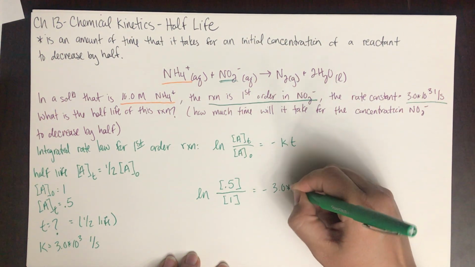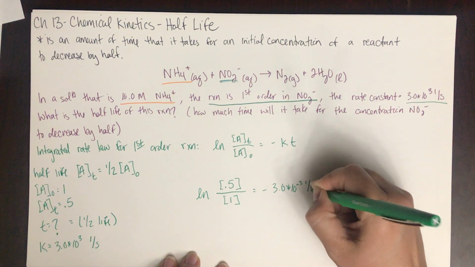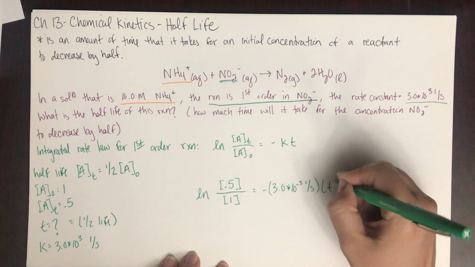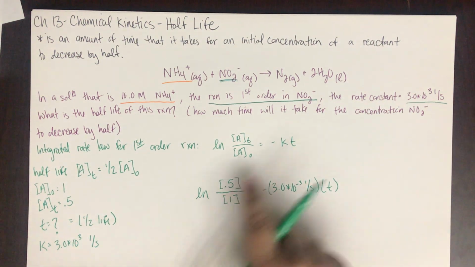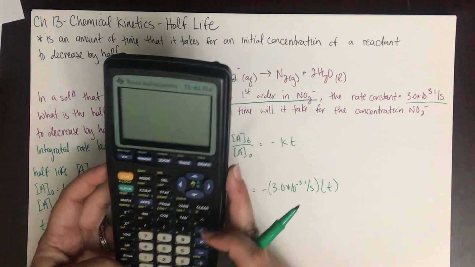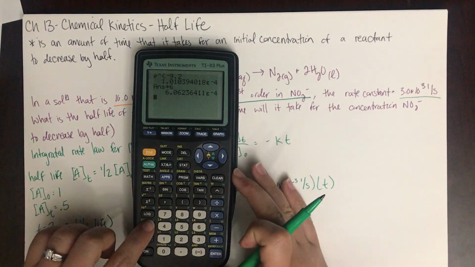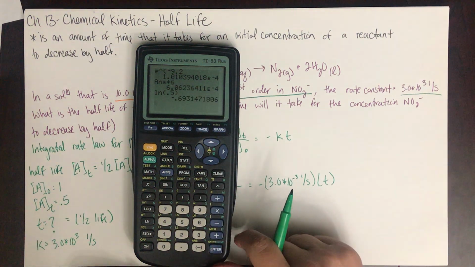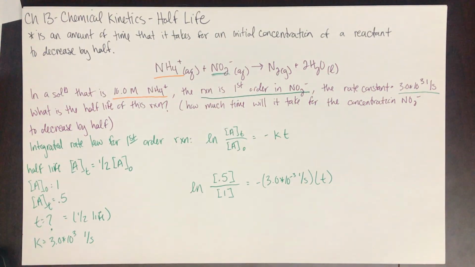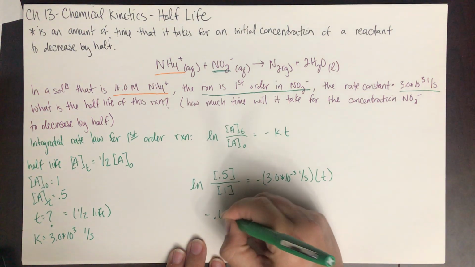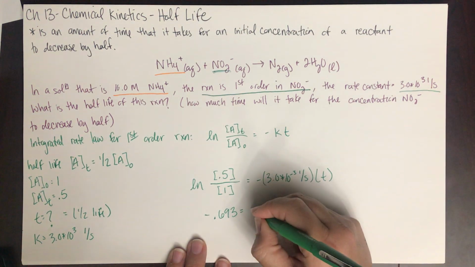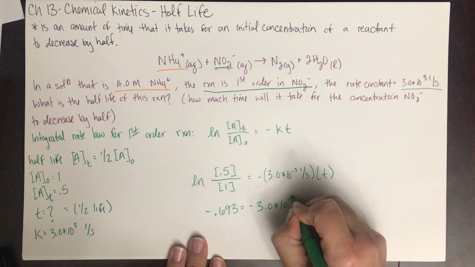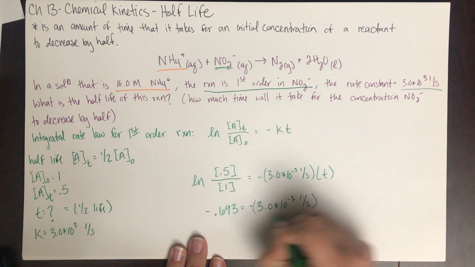over 1 equals negative 3.0 times 10 to the negative third, 1 over seconds, times time. So I'm going to take the natural log of 0.5 over 1, which is 0.5. So I'm going to say natural log of 0.5 is negative 0.693. So I'm going to say negative 0.693 equals negative 3.0 times 10 to the negative third, 1 over seconds, times t.